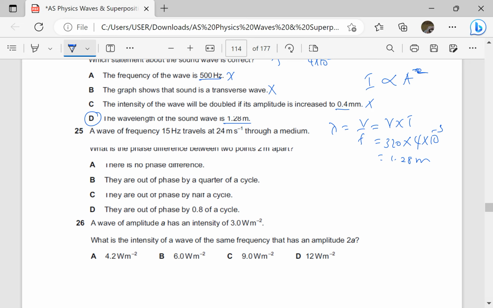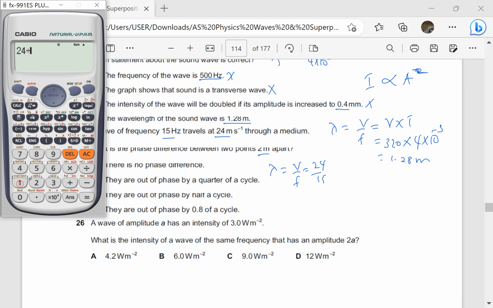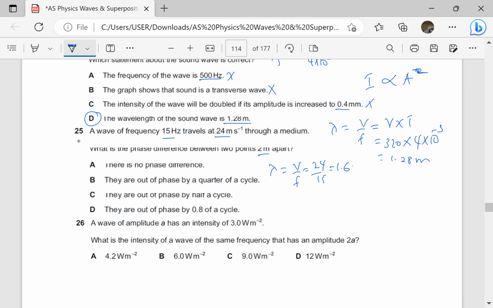A wave of frequency 15 Hz travels at 24 meters per second through a medium. What is the phase difference between 2 points 2 meters apart? Let's first find the wavelength. Wavelength is going to be V over F, which is 24 divided by 15, which is 1.6.